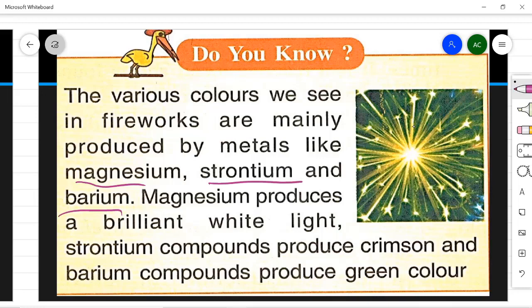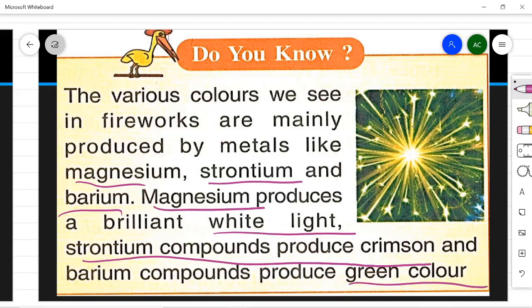Let us see the color. Magnesium gives white light, brilliant white light, strontium gives crimson and barium gives green color light. Crimson is very strong red color, somewhat near to purple. Red, strong red but near to purple, that is crimson color.